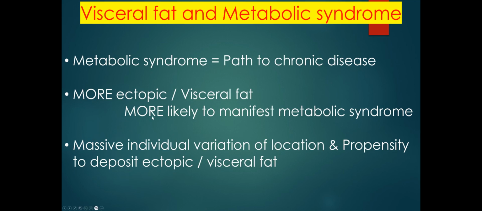This fat accumulation in the abdomen is ectopic, that is, not where it is supposed to be, and it is mostly in the abdominal area, and it is variable. It is not defined by simple BMI criteria, which was initially used for diagnosis of diabetes. Even thin people can have metabolic syndrome.